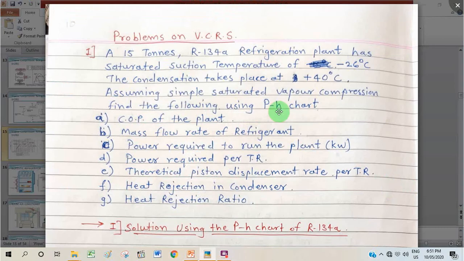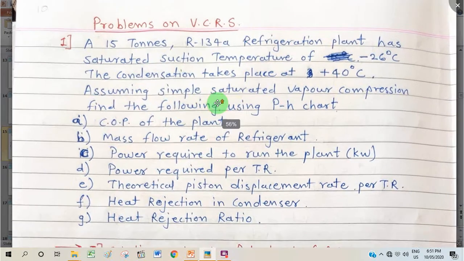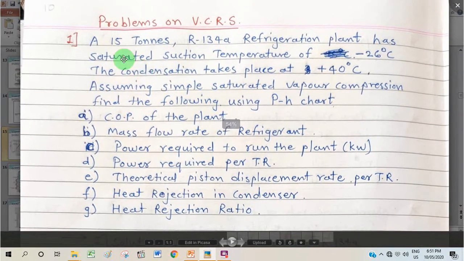Look at the screen, I will read out the problem statement for you. The same problem: a 15 ton R134a refrigeration plant has a saturation suction temperature of minus 26 degrees Celsius. The condensation takes place at plus 40 degrees Celsius. Assuming simple saturated vapor compression, find the following.